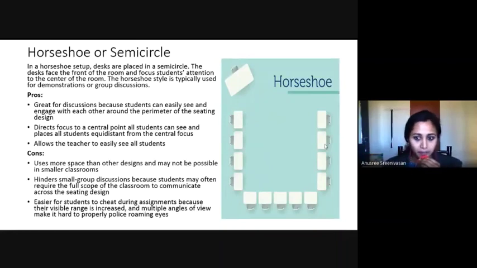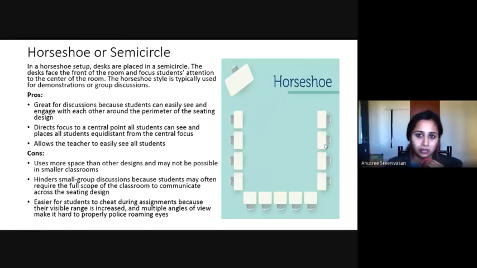And the cons of this is that it uses more space, and you can only accommodate a small number of students here, and it hinders small group discussions. You cannot have small group discussion. Either it should be an entire class discussion if this is to work.